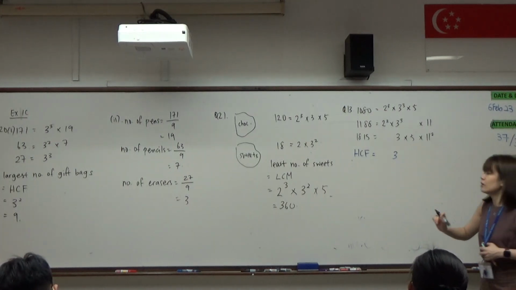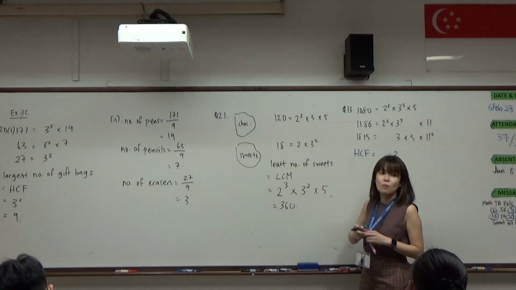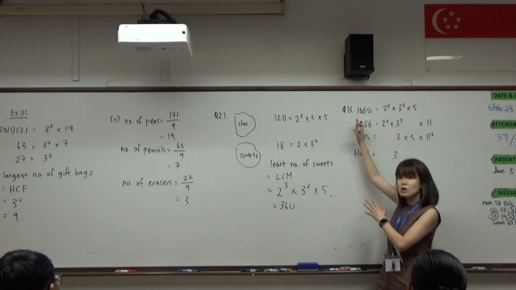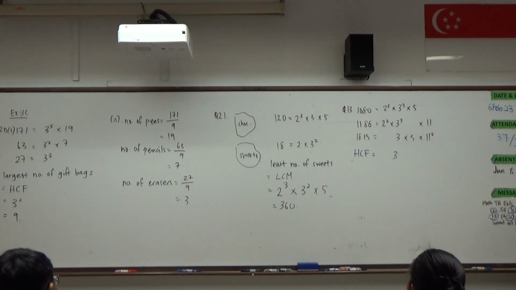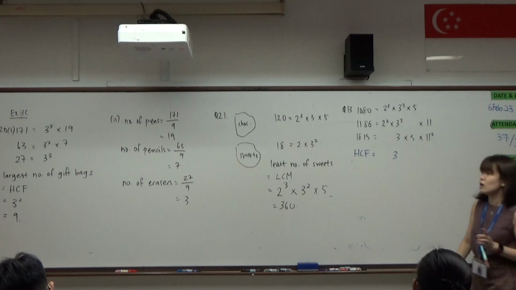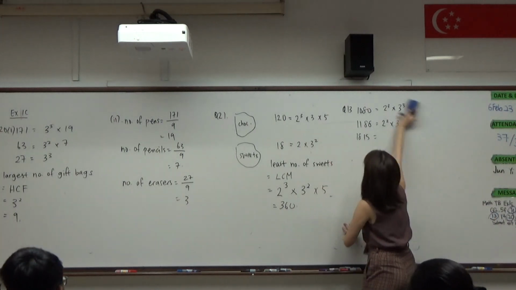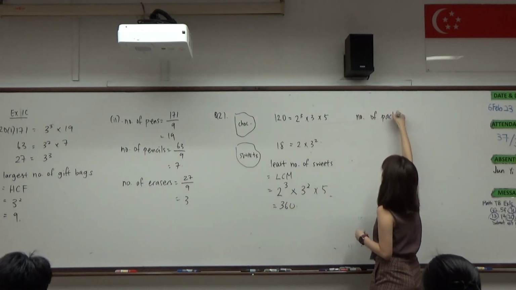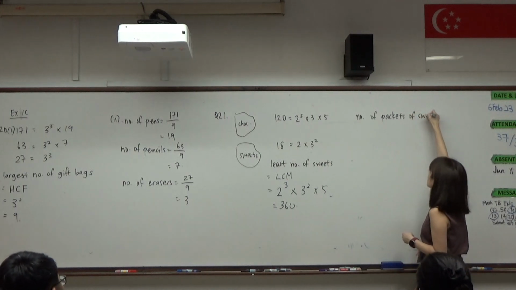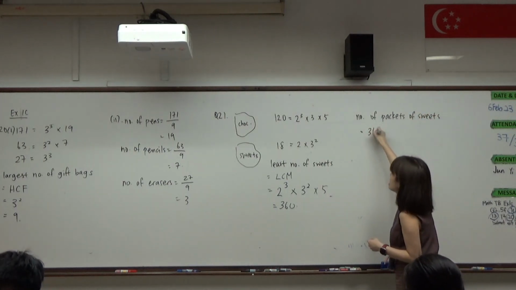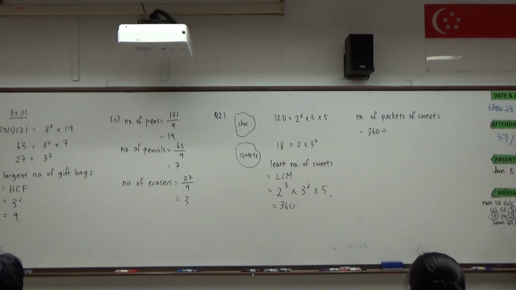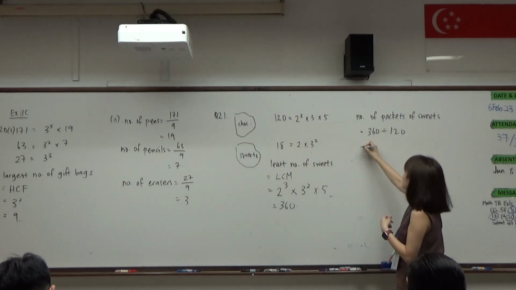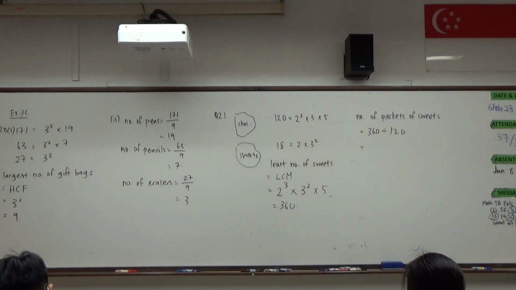No, hang on. This is not what the question wants. Why? Because 360 is only the number of sweets and chocolates that are equal. But the question wants us to find out how many packets of sweets we will need to buy. So the number of packets of sweets can be found by taking 360 and dividing it by 120. Oh, sorry, I realized this one is sweets, this one is chocolates. Therefore there will be 3.